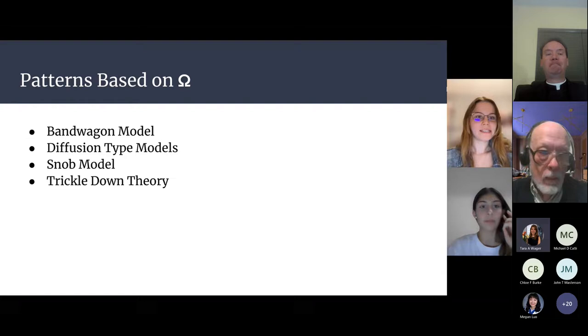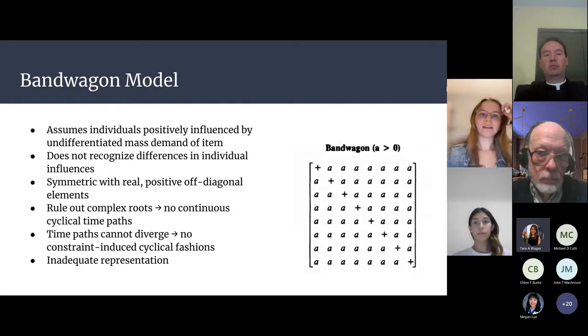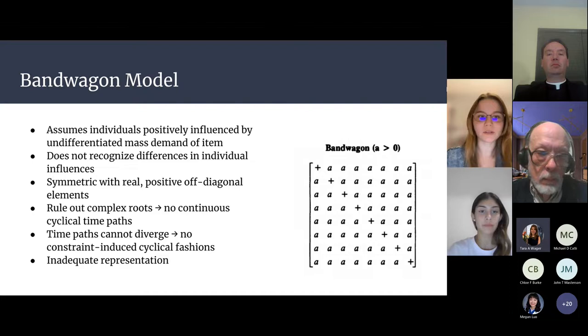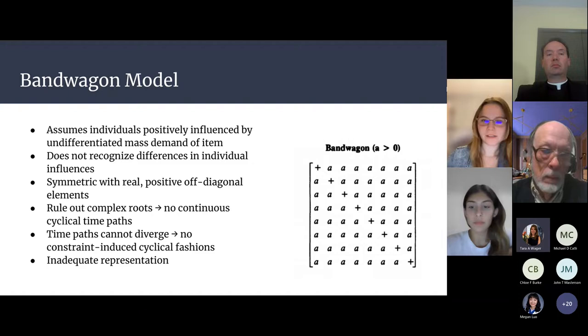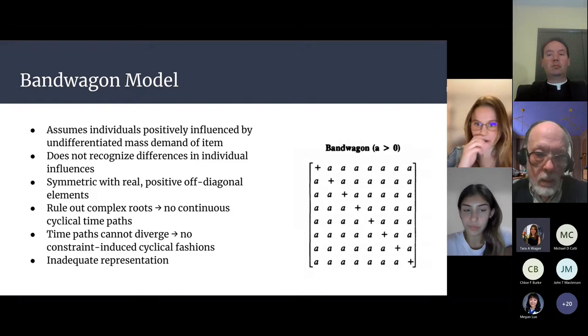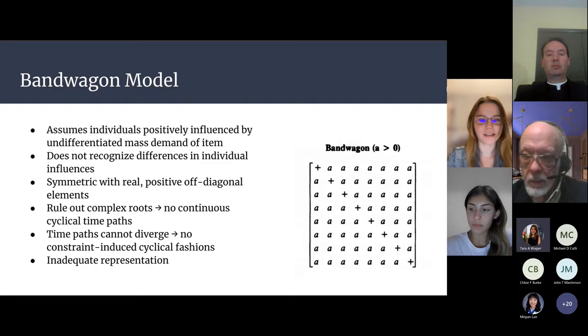So the patterns based on Omega are the bandwagon model, the diffusion type models, the snob model, and the trickle-down model theory. So the bandwagon model assumes individuals are positively influenced by an undifferentiated mass of demand for an item, and it doesn't recognize an individual's influence. They're symmetric with real roots and positive off-diagonal elements. So as we can see in the matrix, we can rule out complex roots and the time paths cannot diverge. So there are no constraint-induced cyclical fashions, and it's an inadequate representation.